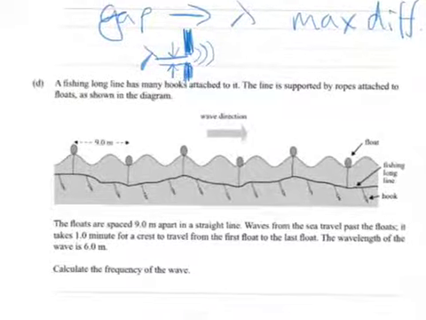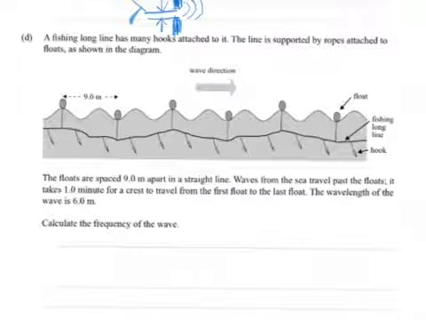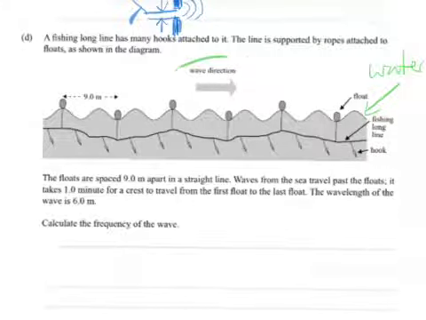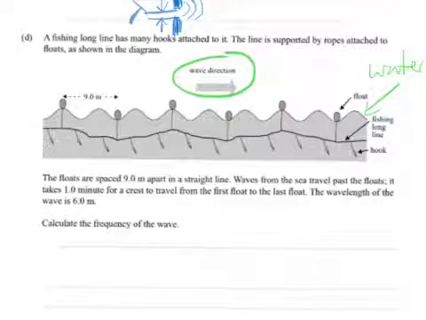D. A fishing long line has many hooks attached to it. The line is supported by ropes attached to floats as shown in the diagram. So I guess this grey part is the water. And we've got the floats, and there's a wave passing from left to right, and the floats are moving up and down with the hooks underneath. Okay, now that I've oriented myself with the diagram, I'm going to go into the question.